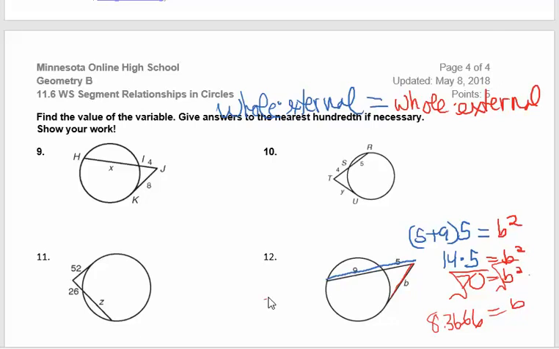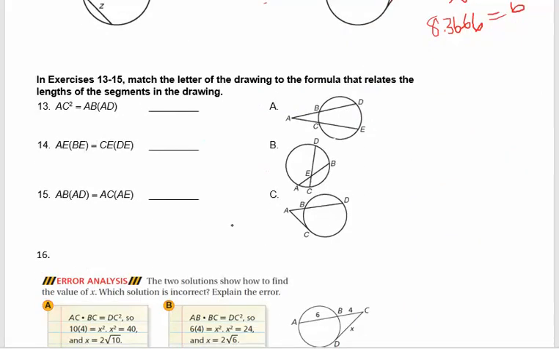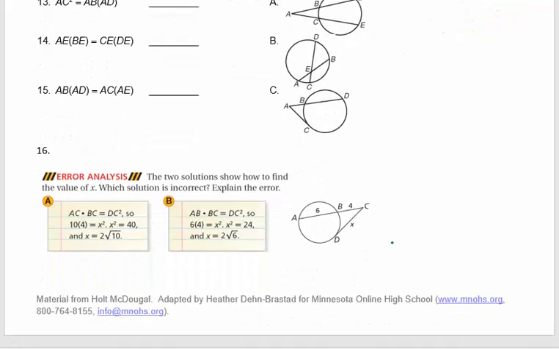So in these ones, you just have to find what z is, what x is, what y is. And then the last questions are just a matching to make sure you know which formula goes with which of these pictures, and then an error analysis to explain which one of these made the mistake and what that mistake was. All right, make sure you show your work, write those equations, double check that you're solving these problems correctly, and have a wonderful day.